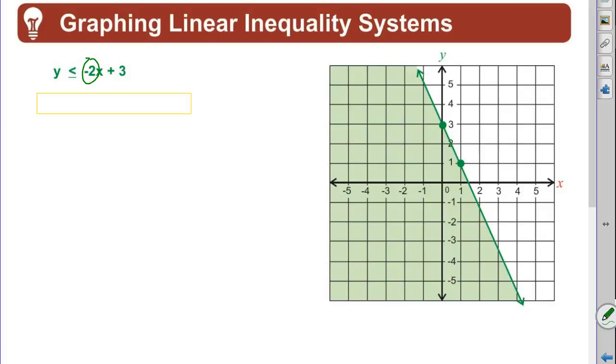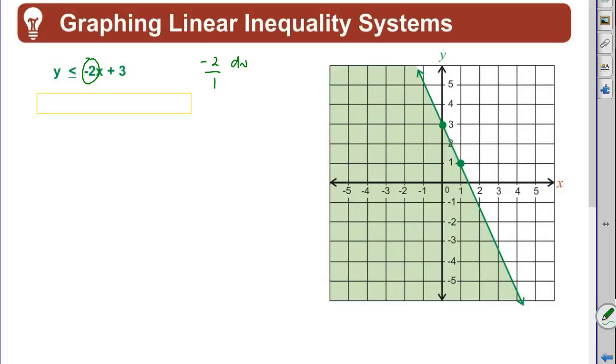We're going to use our slope, in this case -2/1. Remember, the top is either up or down, so negative is down. The bottom is either right or left, and so 1 is right. So we have to go down 2 and to the right 1, and sure enough, from the y-intercept down 2 and to the right 1, and there we are.